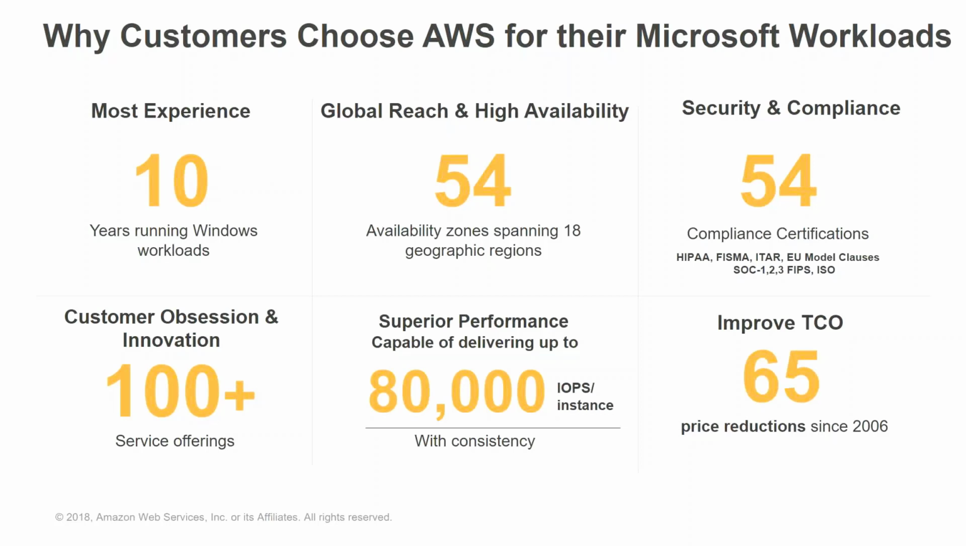For Microsoft workloads, in particular the SQL Server, we hear over and over from customers how their performance improves when they migrate these workloads from on-premises to AWS. And finally, customers are also able to improve their TCO. And one of the things that AWS is really focused on is, wherever possible, we try to do price reductions, and we've done 65 of these since 2006.